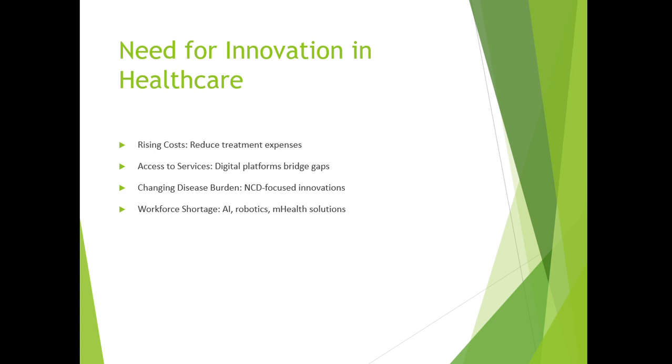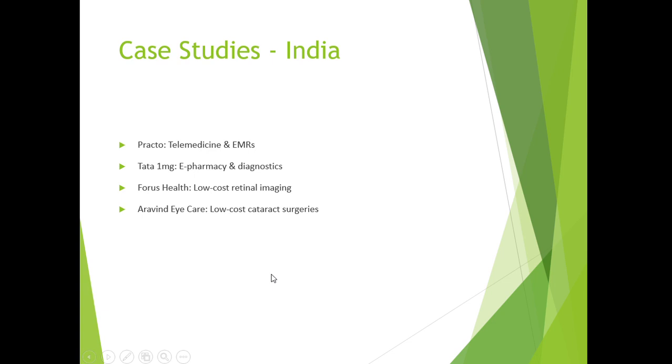The points covered in this slide. The number one thing is the rising costs. That is, innovation helps reduce treatment costs. Number two is access to services. Digital platforms can bridge urban-rural divides. Number three is the challenging disease burden. Innovations in diagnostics and care for non-communicable diseases, for example diabetes, cancer, and tuberculosis. The number four is workforce shortages. Artificial intelligence, robotics, and mobile healthcare can help fill the gaps created by the workforce shortages.